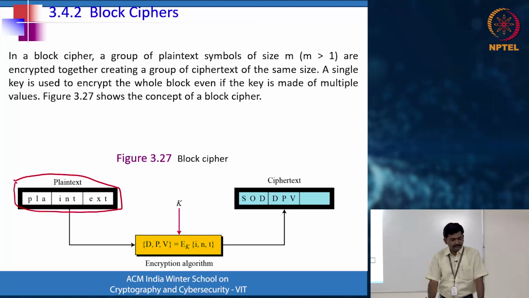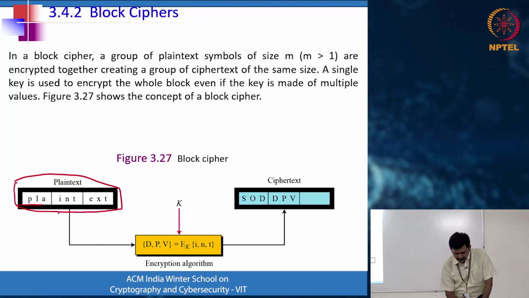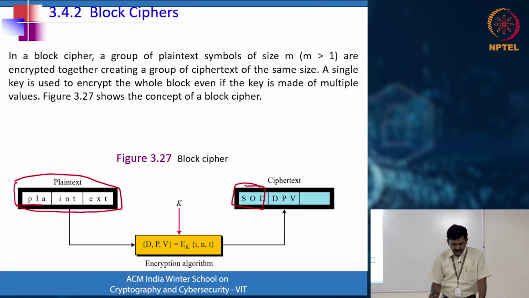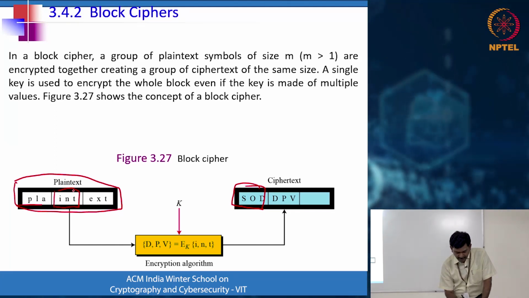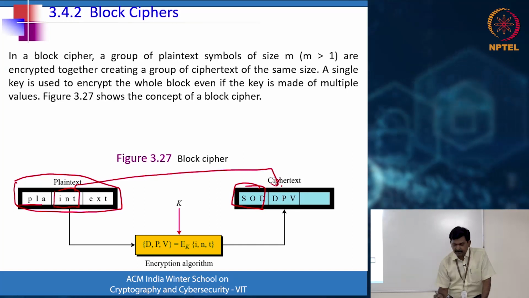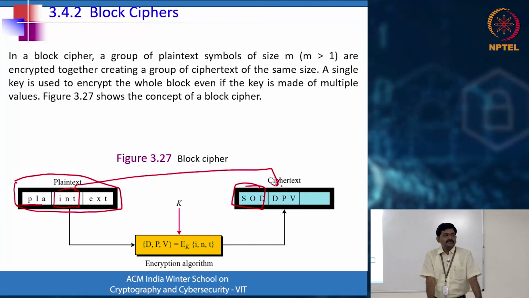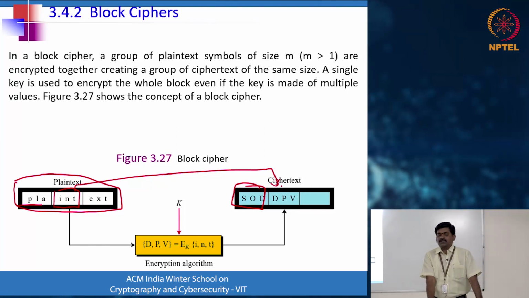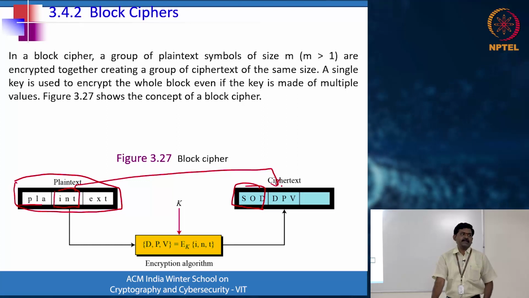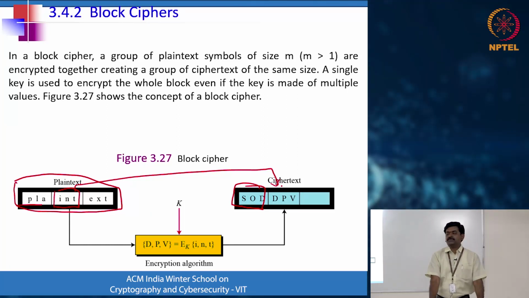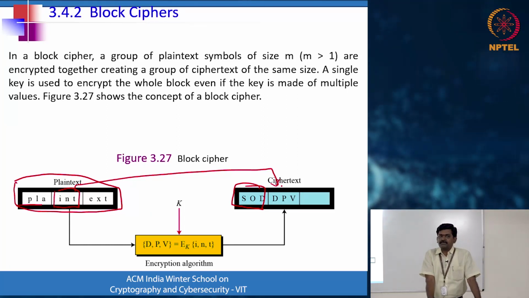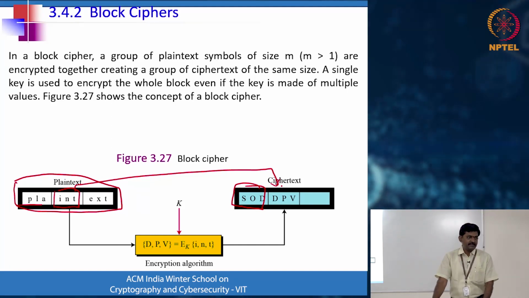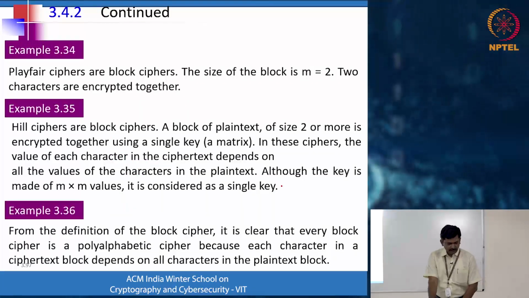Take an example, PLA. You get the ciphertext for that particular block. Similarly, INT, you get the ciphertext for that block. We will see later that there are different modes of operation on the blocks. But for now, to understand: you take the plain text block, apply the encryption algorithm and the key, and you get the ciphertext block.